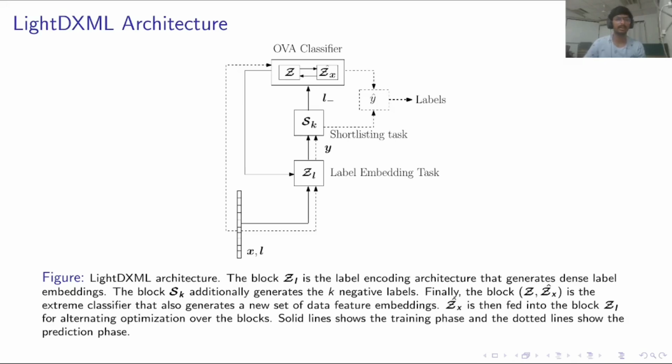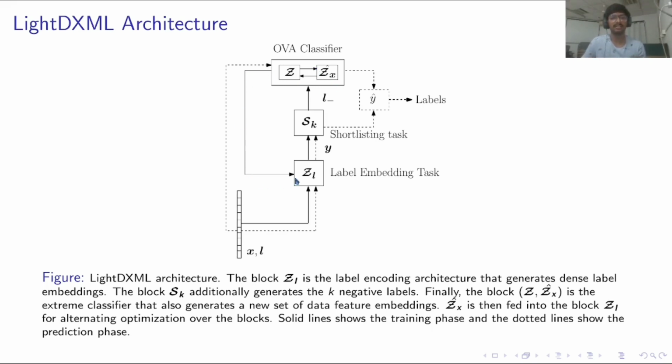So this diagram illustrates the LightDXML algorithm. First, you start with the features and the labels. Here, during training, these labels go into the label encoder. These features go into finding the label embedding in the same metric space. This is then provided as input to the shortlist, which learns the data structure. Finally, this shortlist is used to train the final feature embeddings, which is basically the final embeddings used for the classification.